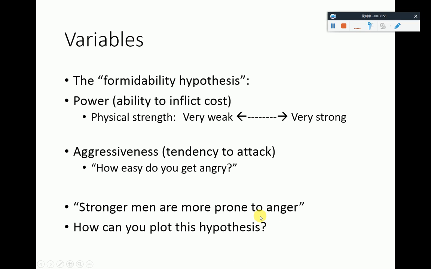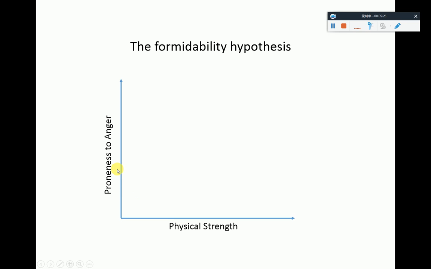Okay? All right, so I'll give you a little bit of hint since it's probably our first time to plot any hypothesis in our life. So, first of all, recall that we have two variables. One variable is a person's physical strength, representing how powerful the person is. And then we have a second variable that is how prone they are, how easily they will become angry. So that will be our second variable.